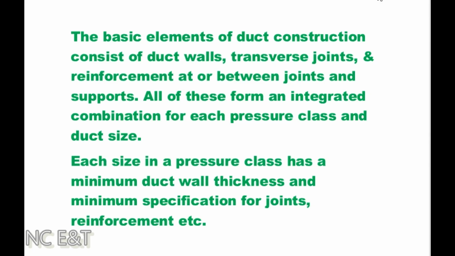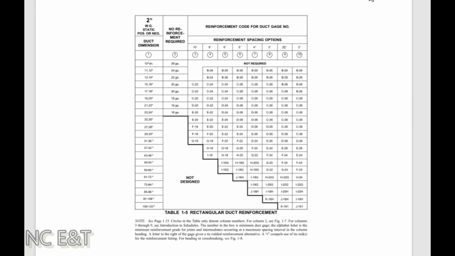The basic elements of duct construction consist of duct walls, transverse joints, reinforcement at joints and between joints, and supports. All of these form an integrated combination for each pressure class and duct size. Each size in a pressure class has a minimum duct wall thickness and minimum specification for joints and reinforcement. On your screen you can see a table from SMACNA, and this table is called the duct construction table.